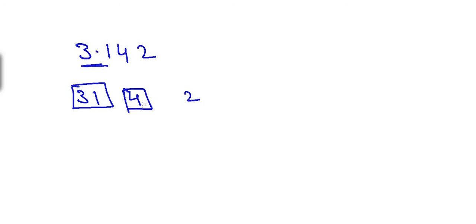Now to find the mantissa, suppose the number given is 3.142. Now we have to make a group of the first two numbers, that is 31, the third number and the fourth number. 31, 4 and 2. This is how we make a group: first two, third and fourth, in order to find the mantissa.